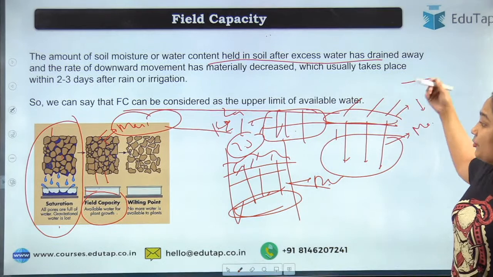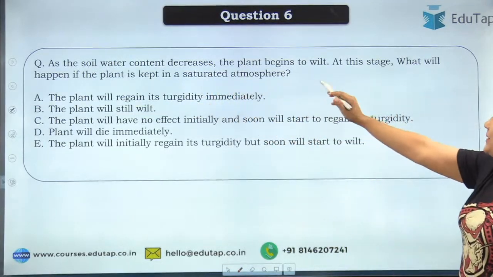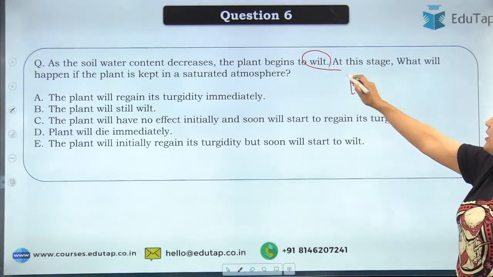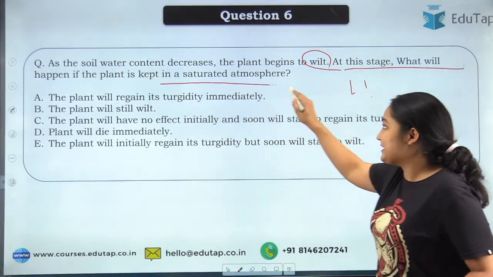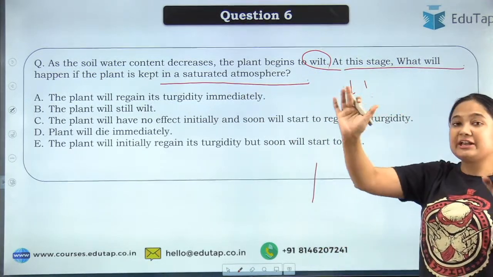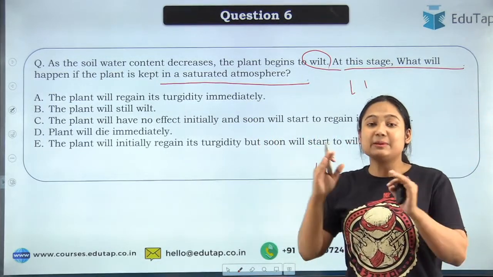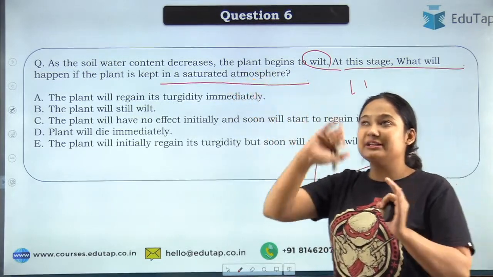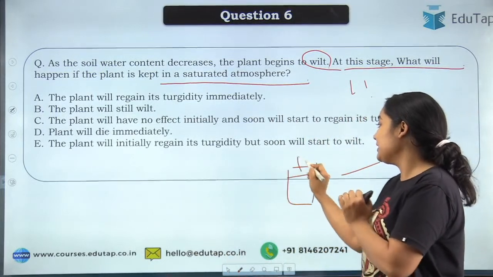So okay, moving to the next question now. As the soil water content decreases, the plant begins to wilt. Okay, of course पानी कम हो गया, then the plant started to dry out. So at this stage, what will happen if the plant is kept in a saturated atmosphere? Let's say there is a raining condition and you have a plant in the home. You were out for some vacation, you came back, and the plant is wilting. But there is rain outside, you can't go outside. So what you did is, there's moisture in the atmosphere and you put the pot that contains the plant in that atmosphere.